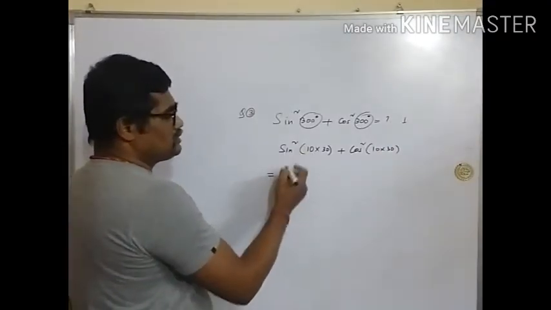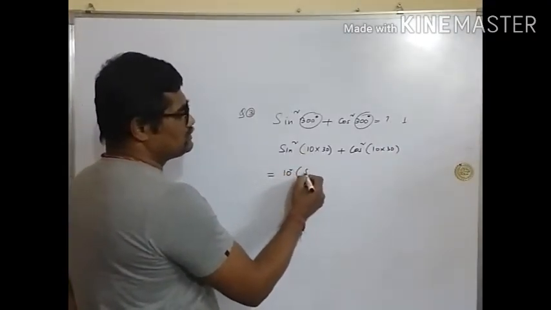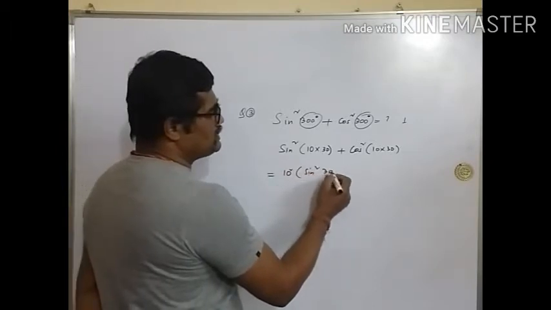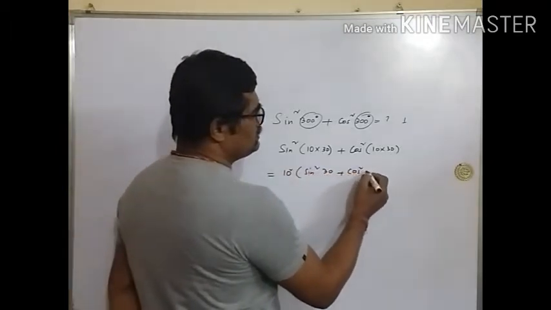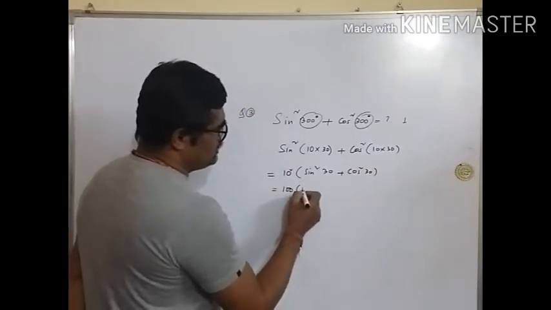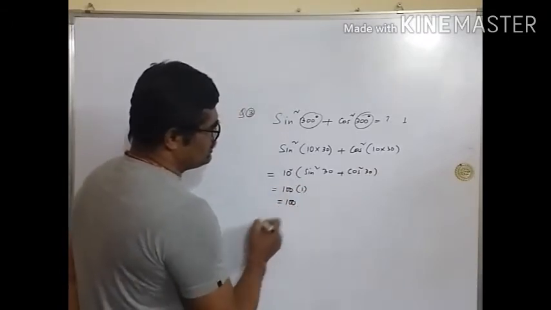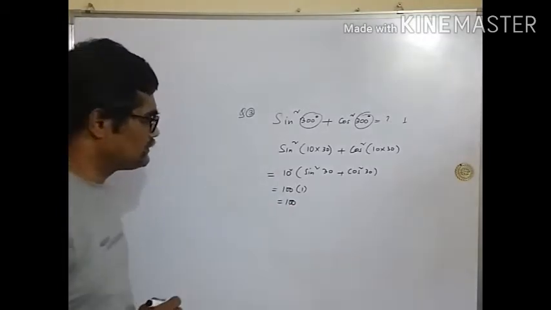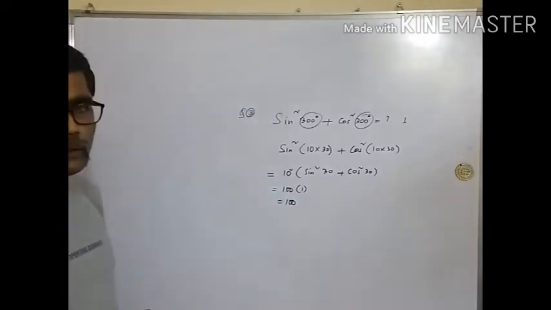Square है तो tan square बाहर आ जाएगा दोनों से. From both they will take tan square outside, right? And this may be 100, and this will be 1, and this is 100. Okay.